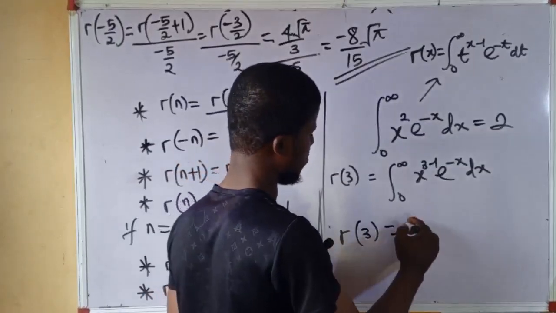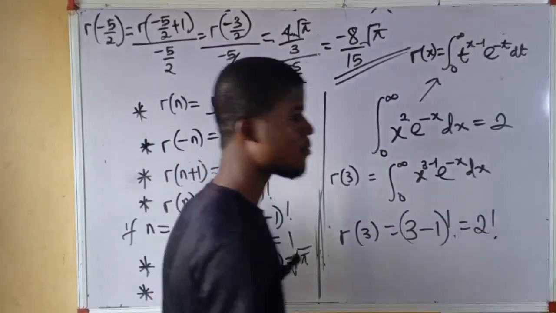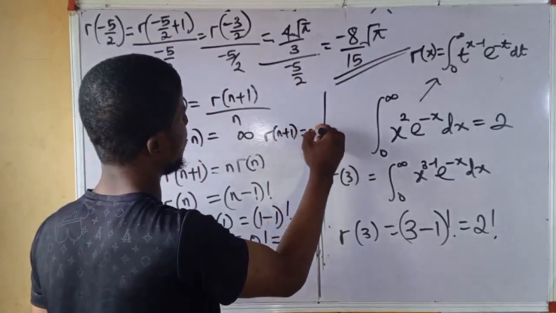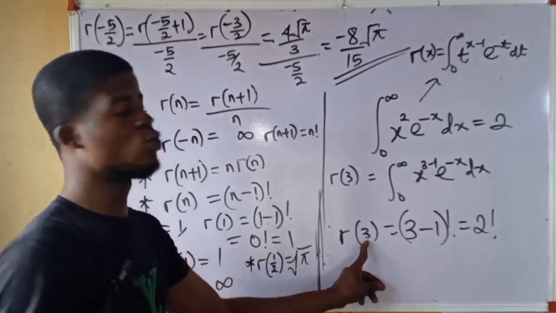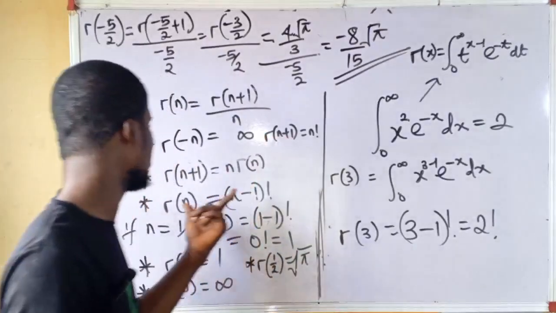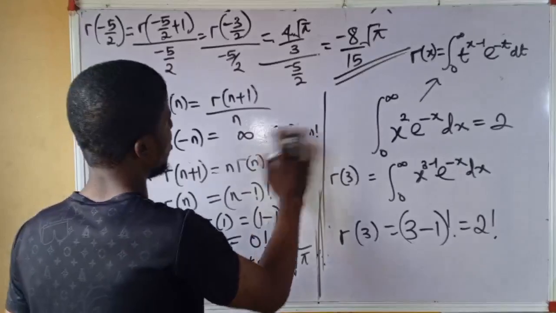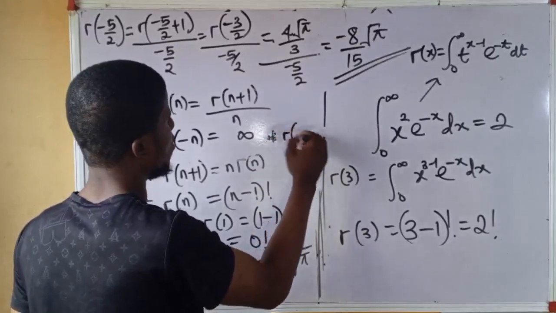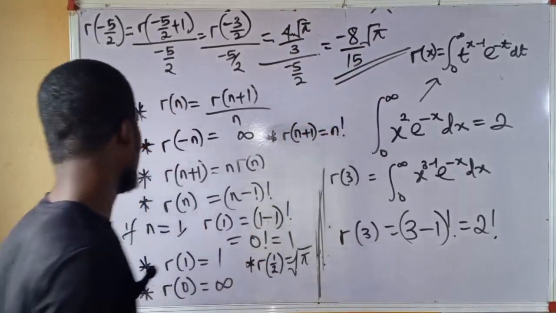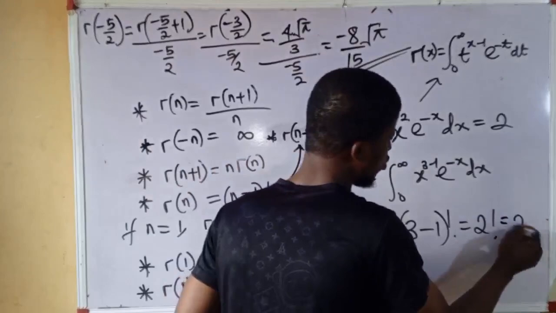Gamma of 3 is simply 3 minus 1 factorial, and that's 2 factorial. Or if you use the other identity that says gamma of n plus 1 is n factorial. So 3 is 2 plus 1, and that would be 2 factorial. I just introduced a new identity. I didn't write it earlier. Yes, you can add it to the ones I gave. Let me write it again. Gamma of n plus 1 is equal to n factorial. It's almost similar to this. So this is equal to 2.